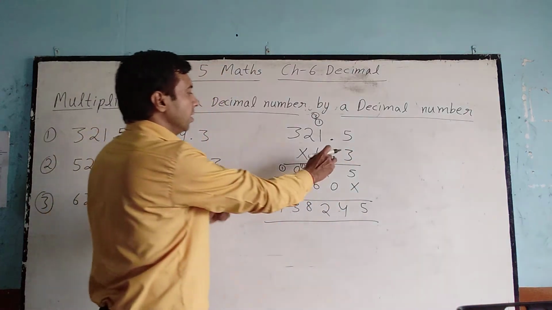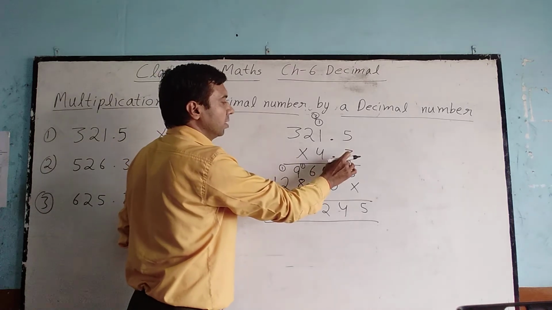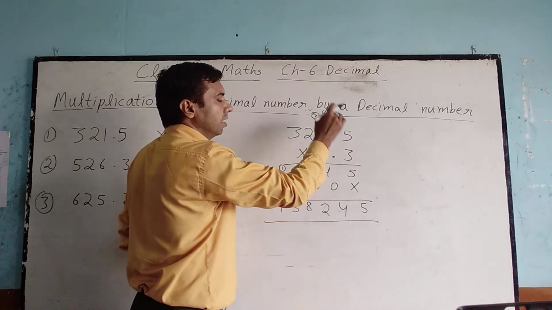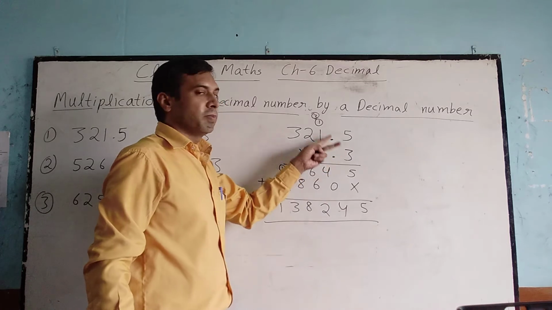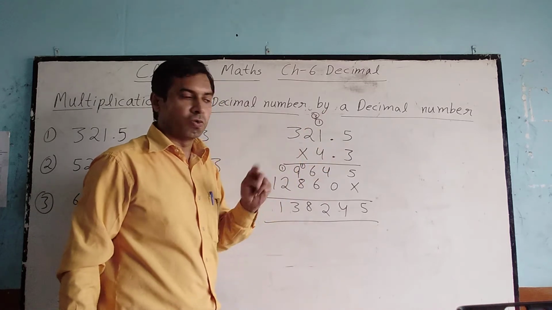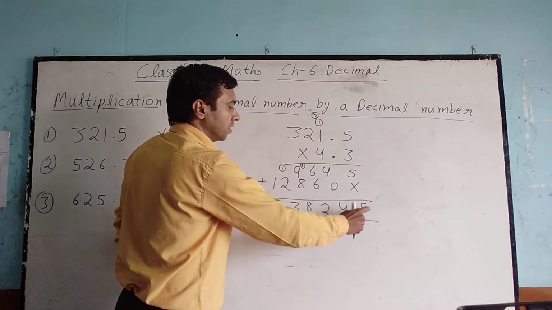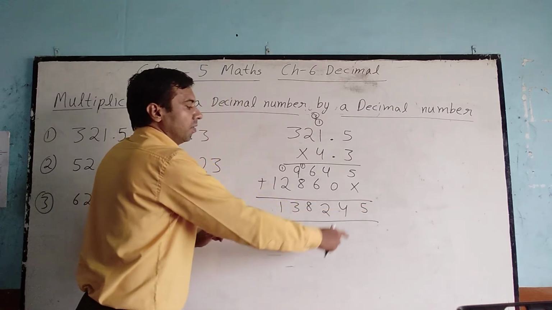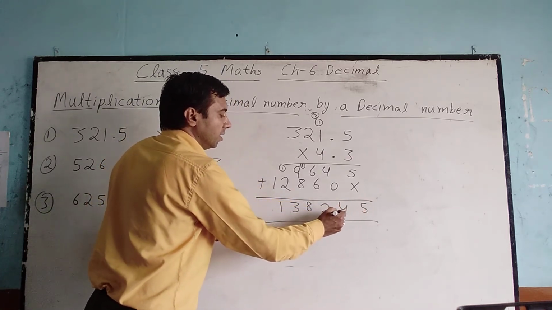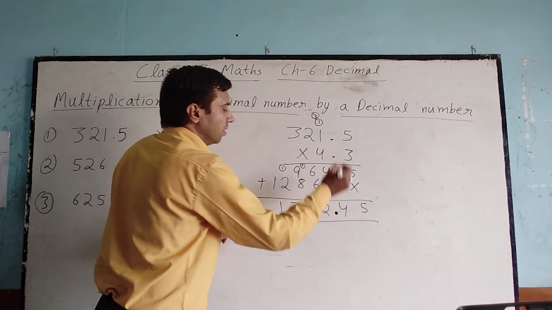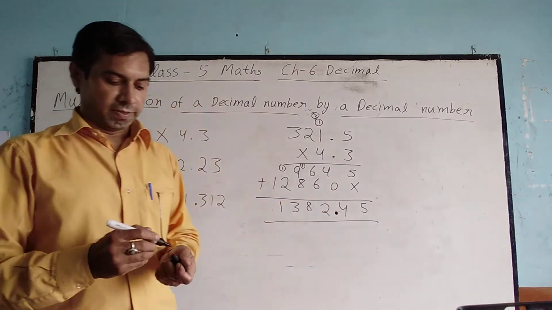So here this decimal number has 1 decimal place, and this decimal number has 1 decimal place. Total number of decimal places: 1 plus 1, 2. So what we have to do? Counting from the ones place, from here 5, we will leave 2 digits and then we put the decimal. This is our product.